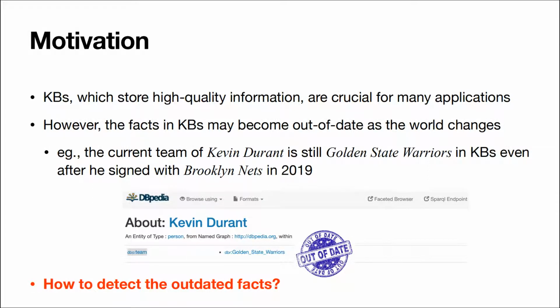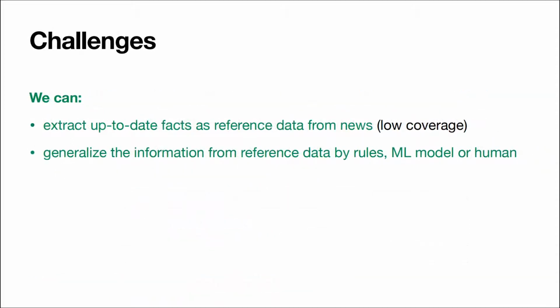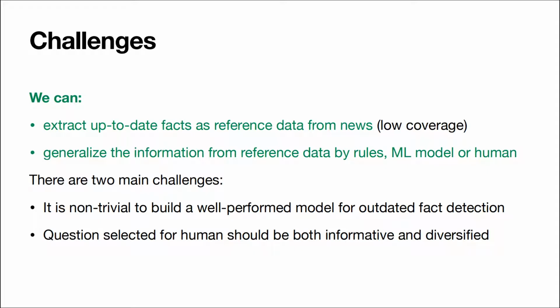Then, a practical problem is how to detect the outdated facts in knowledge bases. A commonly used method is to extract some up-to-date facts as reference data from news, media texts, and encyclopedia websites, and to detect outdated ones by comparing with the facts in knowledge bases. However, purely relying on the reference data is not enough, because they can only cover a small proportion of the knowledge bases. Naturally, we should generalize the information from reference data by rules, machine learning model, or involve human to collect more evidence. However, there are two main challenges to tackle.